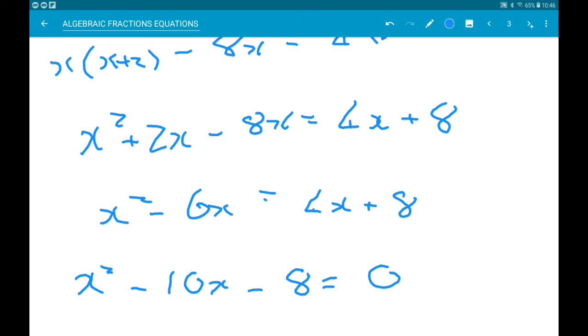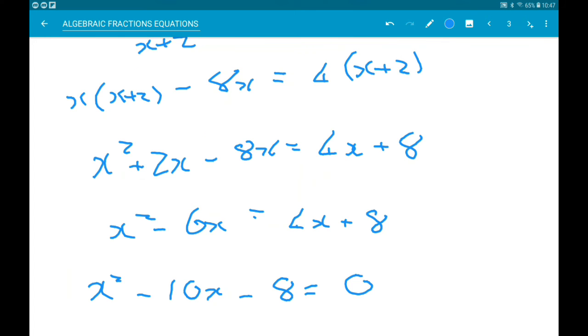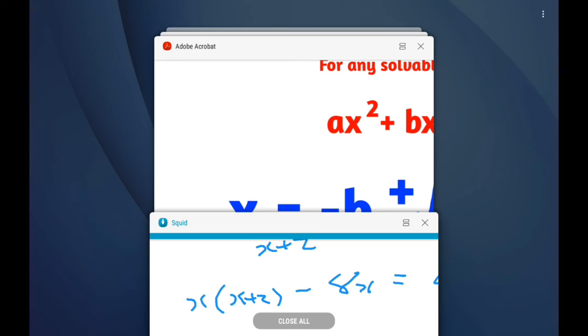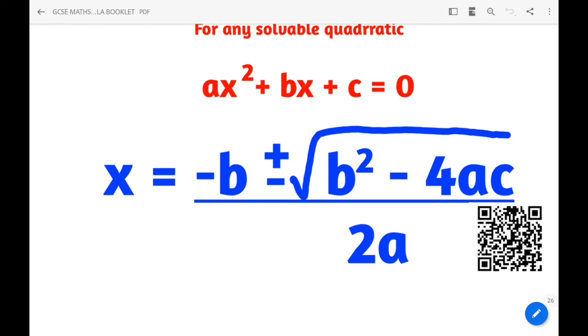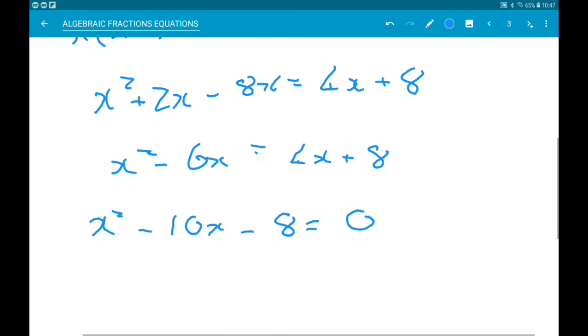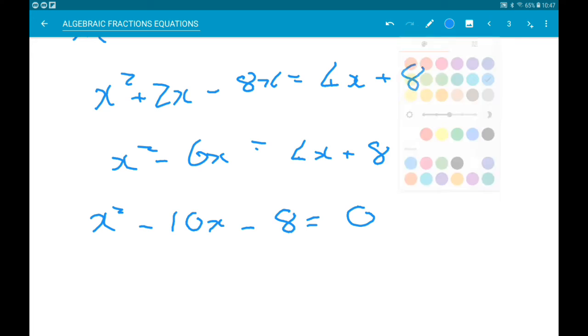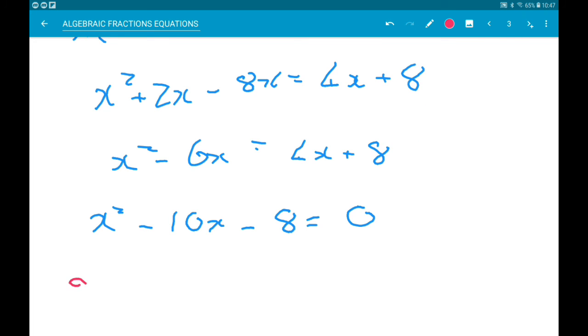Okay, so now it's time to start thinking about the formula. So, if you can't remember the formula, there it is. So this is on my formula book. If you haven't checked out this video yet, then it is linked down below. So for us, A is 1, B is minus 10, C is minus 8.